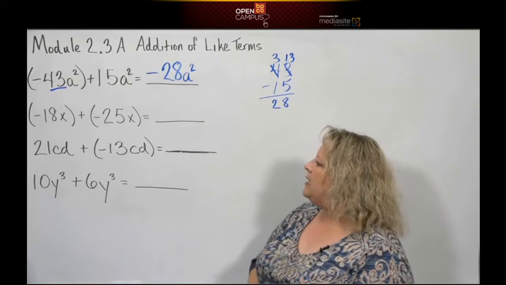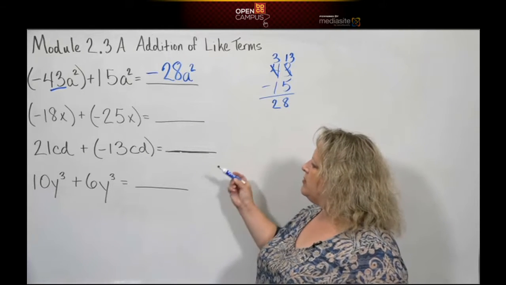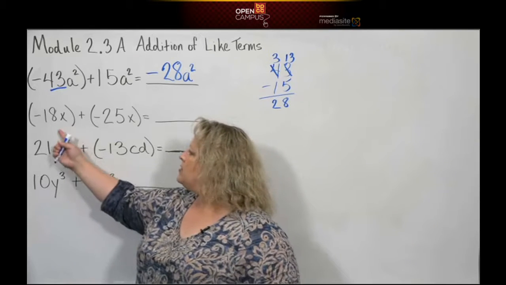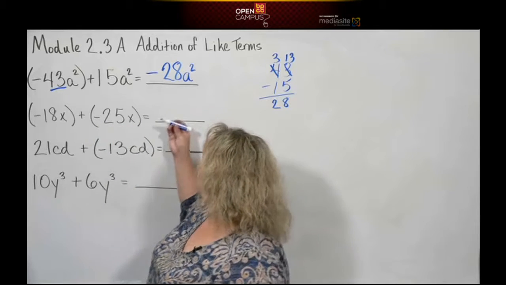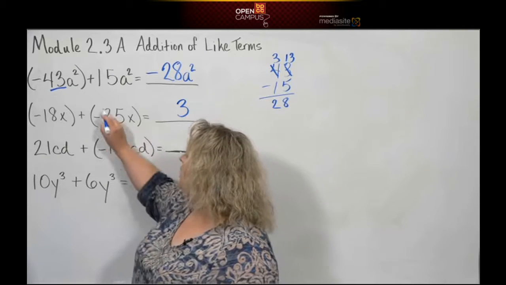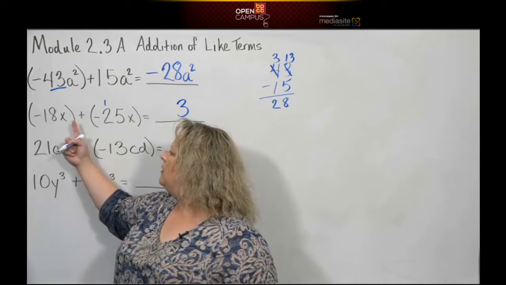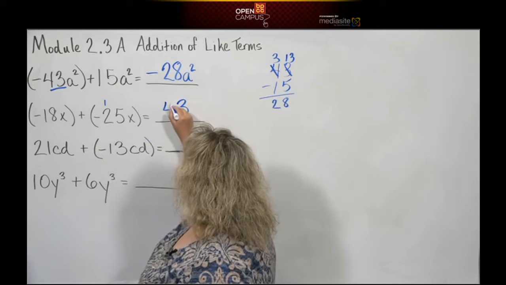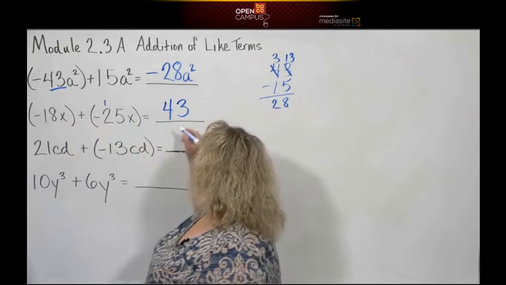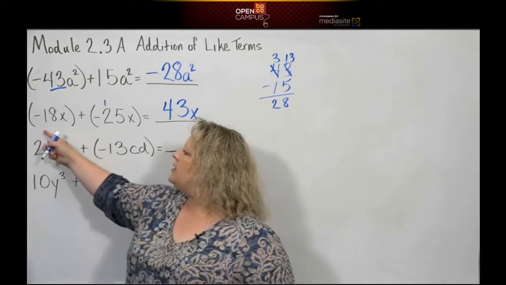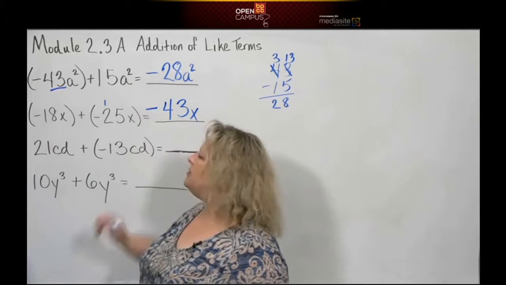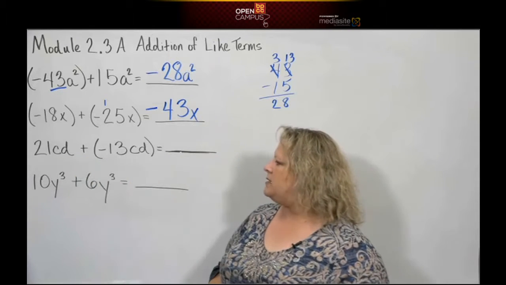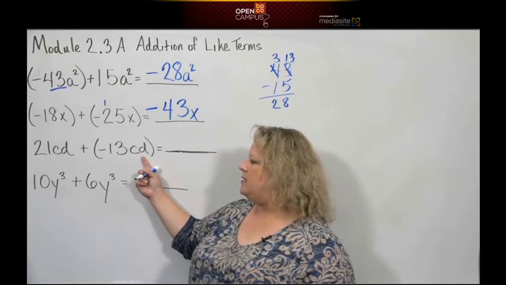We have a negative 18 and a negative 25. So since they both have the same sign, all we have to do is add these two together. So we have 8 plus 5 makes 13. Carry our 1. We have 1 plus 1 is 2. 2 plus 2 makes 4. Our variable carries over into our answer, and because they were both negative to begin with, our answer is also negative. Now when I look at the next one, 21cd plus a negative 13cd.